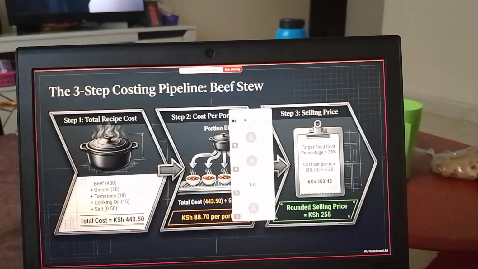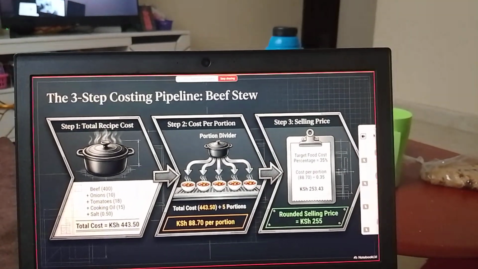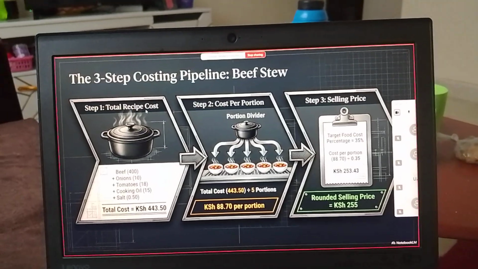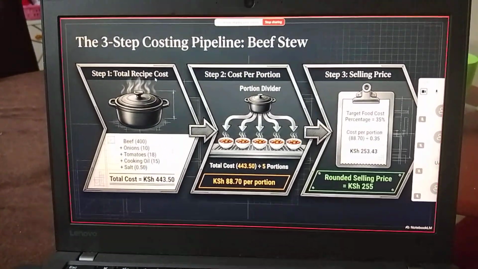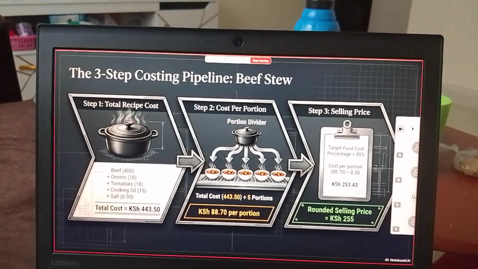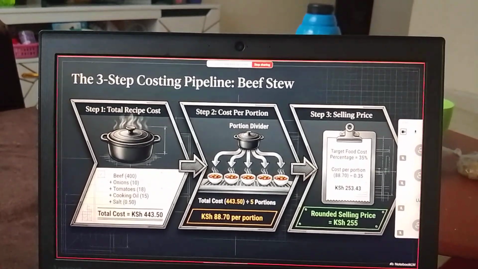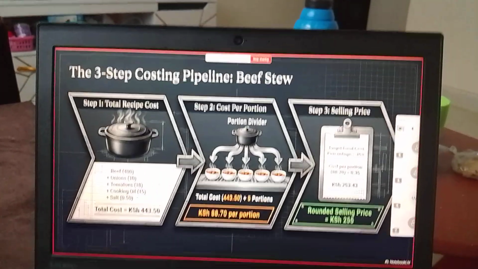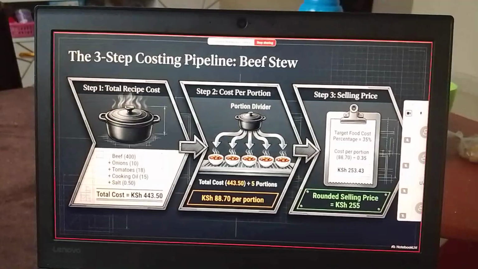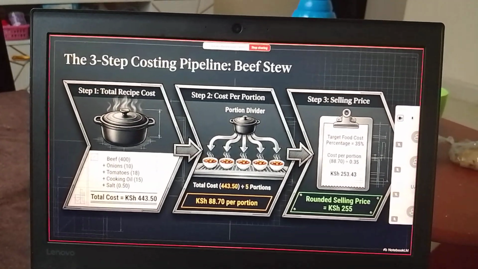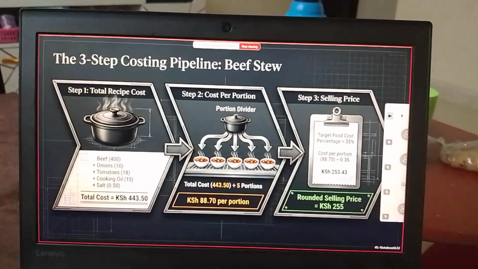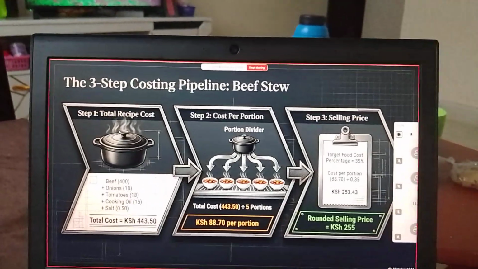So how do we calculate this recipe costing? First of all, step one, you calculate the total recipe cost, whatever you have incurred, whereby you use the recipe to help you highlight what ingredients you used, and then you use the local purchase order that you had issued to your supplier, or the invoice, to see how they had priced those items.